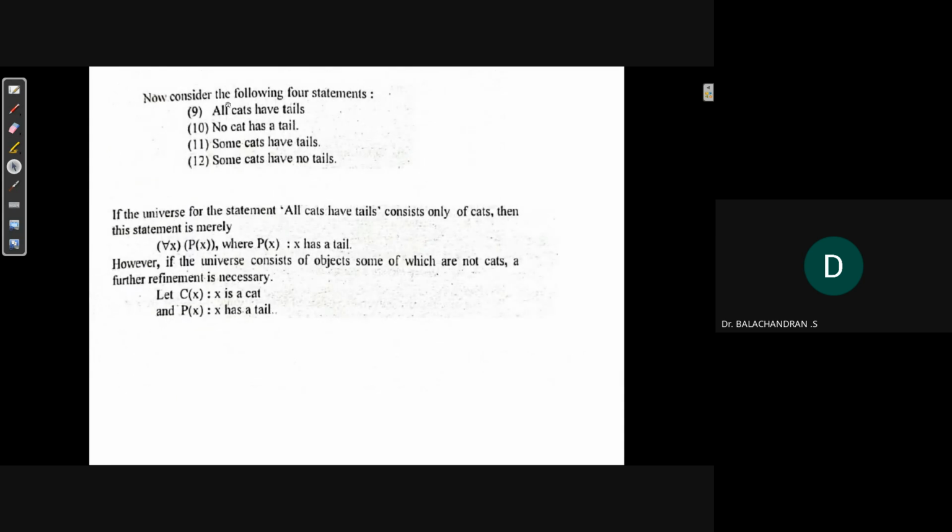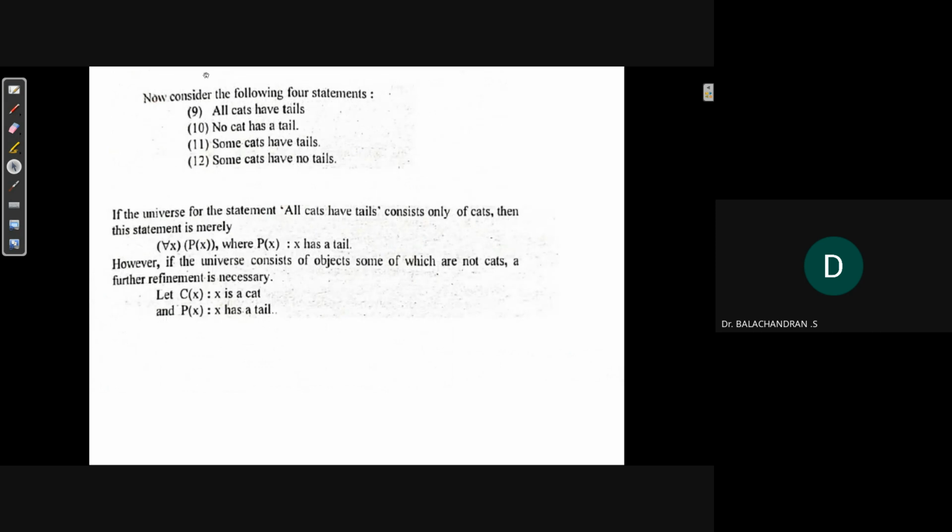Okay, you can see here, this is the ninth statement. All cats have tails means for all x, if x is a cat, then x has what? A tail. And it can be written using the universal quantifier: for every x, C of x implies what? P of x. Next, statement 10. What is statement 10? No cat has a tail.